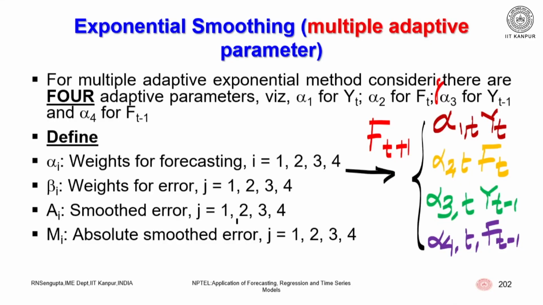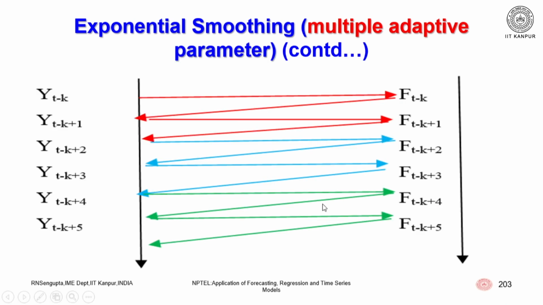Consider j is equal to 1, 2, 3, 4 are the smoothing errors, and the corresponding m are the absolute smoothing errors for j is equal to 1, 2, 3, 4. Now, this is how the diagrammatic representation would work. So, consider in all the diagrams I have drawn y along the horizontal axis, and parallel to that you had f. Here I am just drawing it vertically.